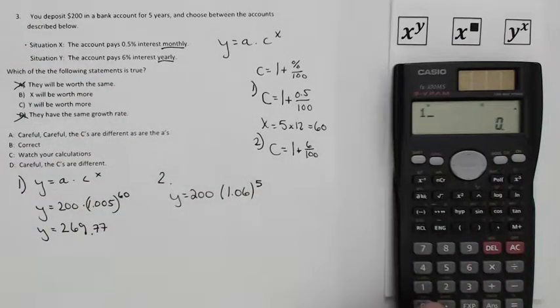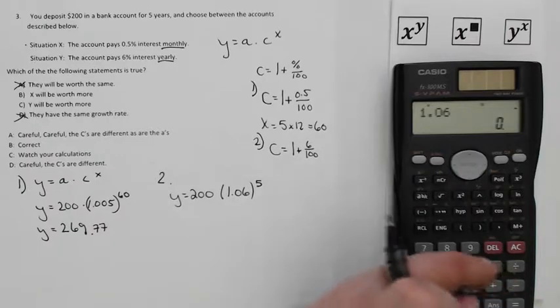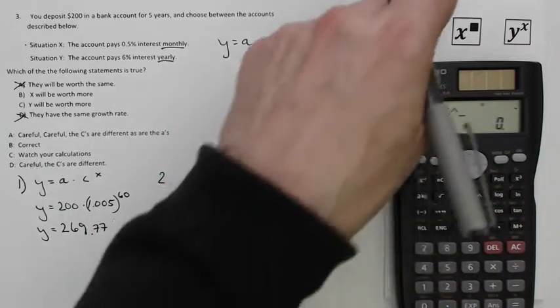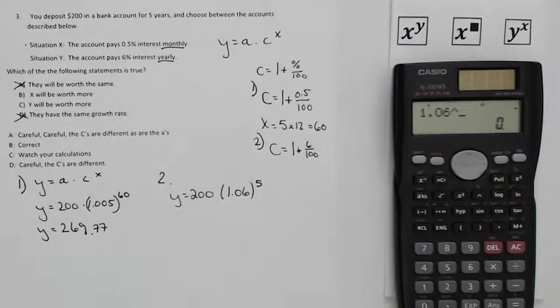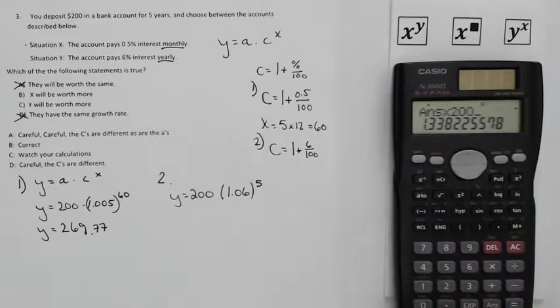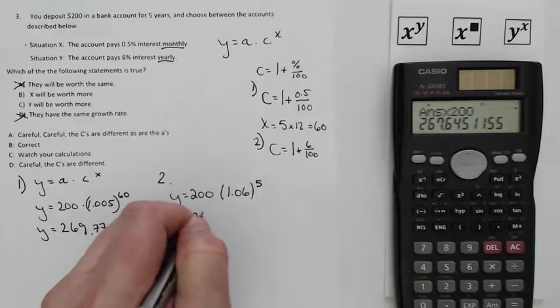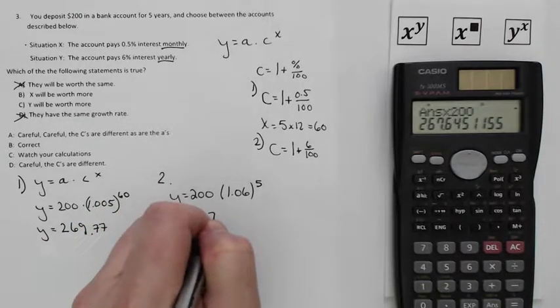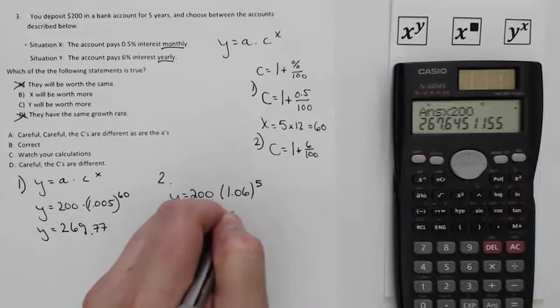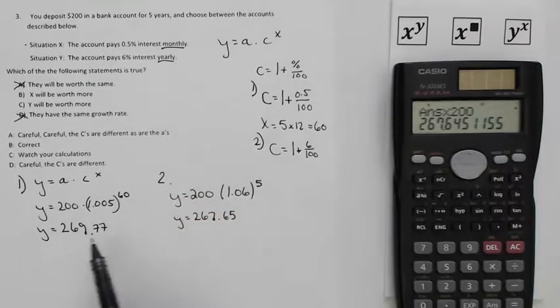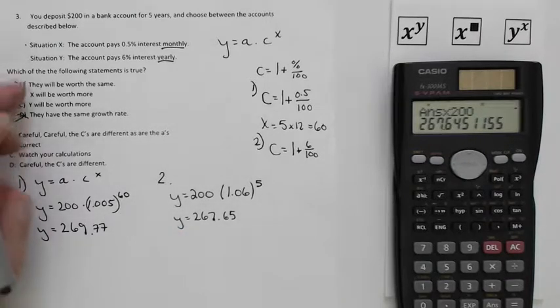Number 2 is 1.06 to the power of, so my chapeau or one of those if you have those buttons, 5, hit equals, times it by the 200, and you get 267.65 when you round properly. Although they're very close to each other, you can see this one's worth a little under $2 more than this one. So you can get fooled by some of those options.